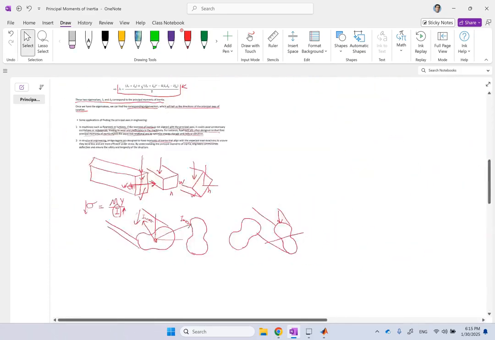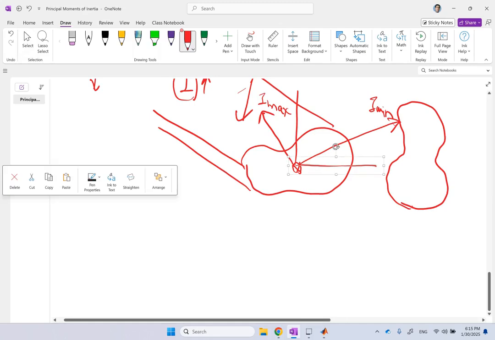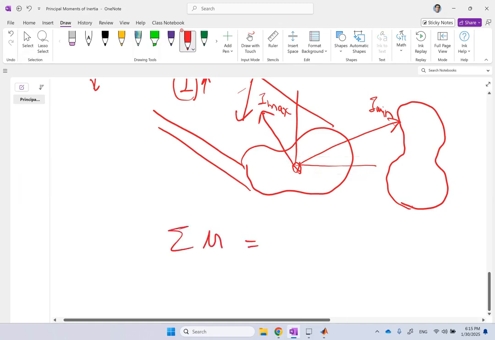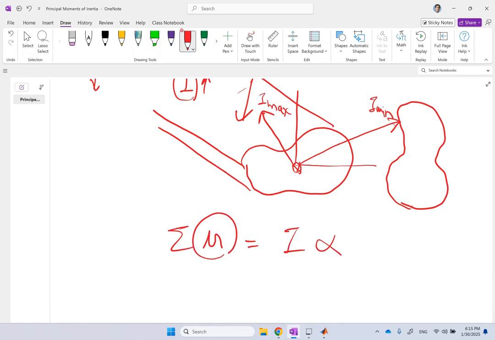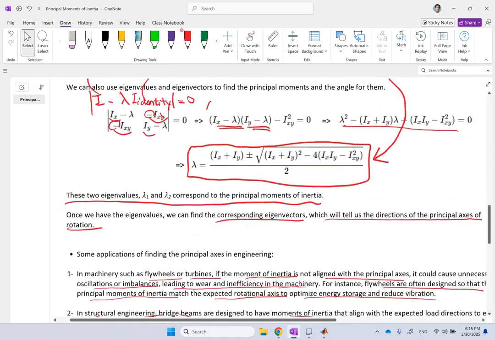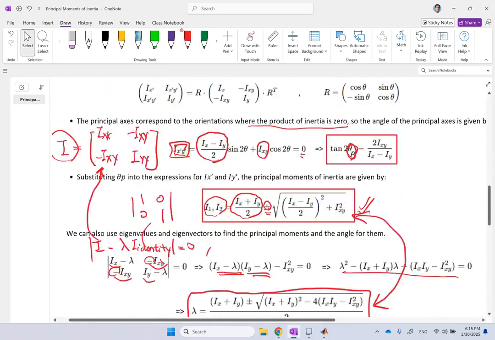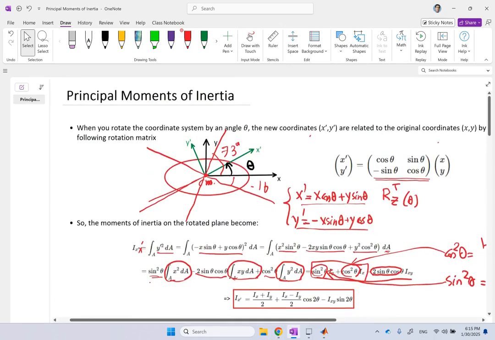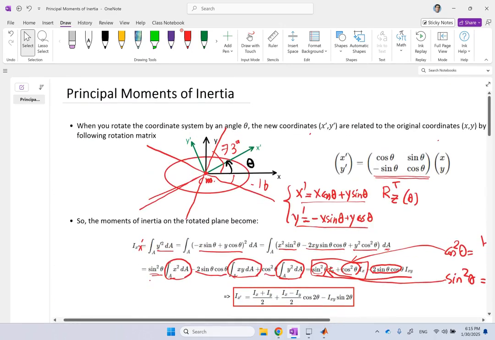Okay? Or whenever you want to, in robotics, you have the sum of the moments equal to I times alpha. If this moment is limited and you want to have maximum alpha, you want to have minimum I. So you need to find the direction that gives you the minimum I so you can have maximum angular acceleration if this moment is fixed or constant. Okay, so knowing how to minimize or maximize I, in which orientation you should do it, that is going to help you in statics, dynamics, solid mechanics, and so many other places.